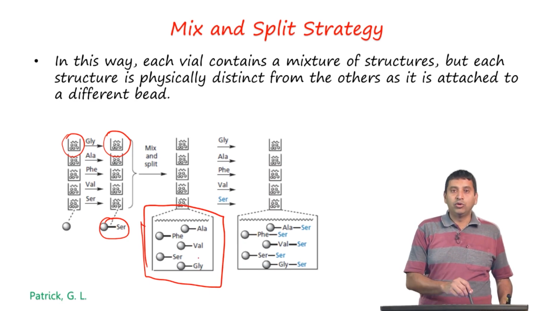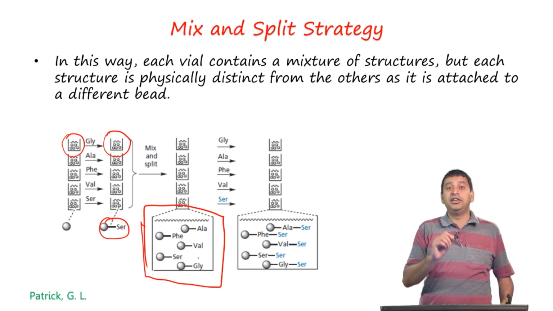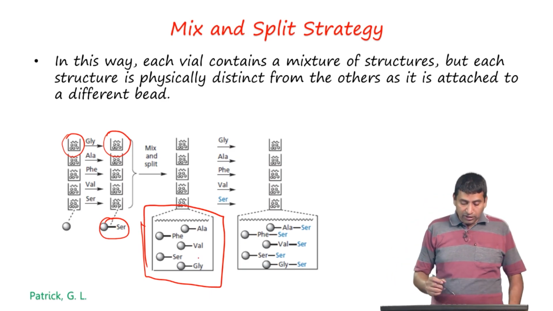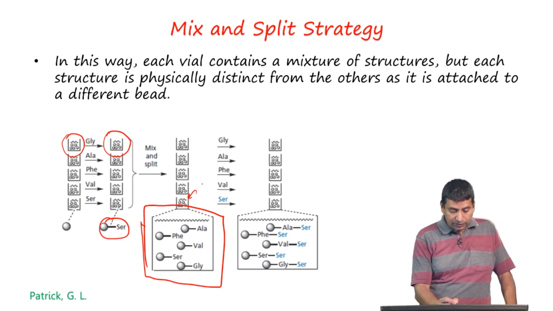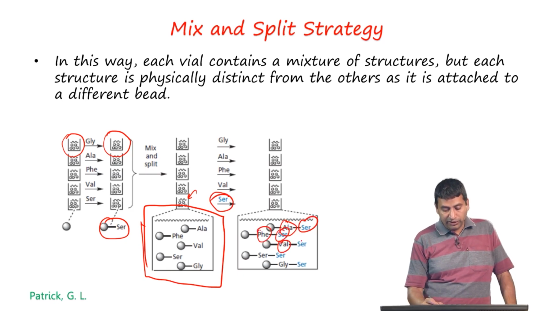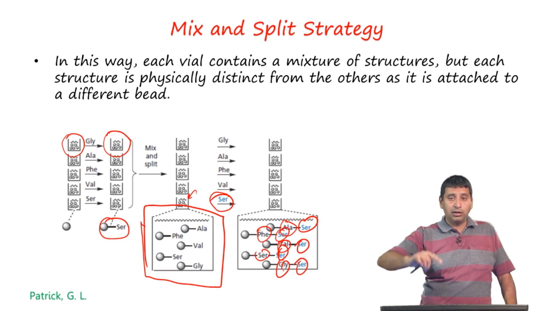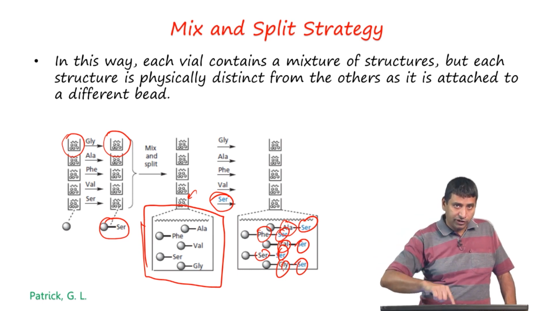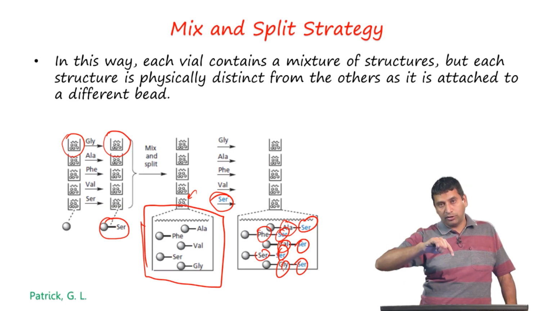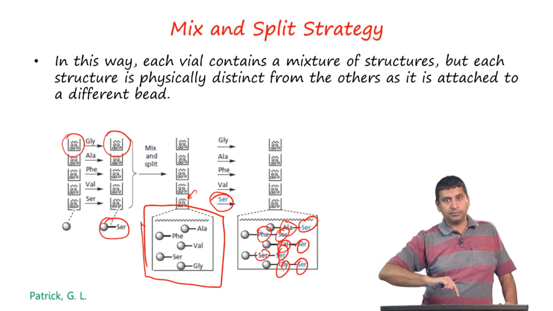To each of them individually, now I add a different amino acid. Okay. So, in this final vial here, for example, I have added serine. Once the coupling happens, this will contain a mixture of alanine-serine, phenylalanine-serine, valine-serine, serine-serine, glycine-serine. Okay. They are all present in the same reaction mixture. They are all coupled and they are all immobilized to a solid phase.